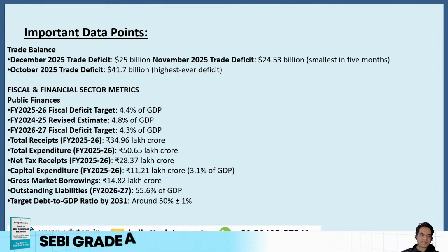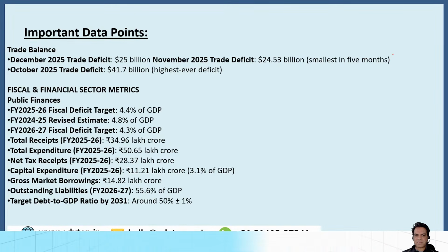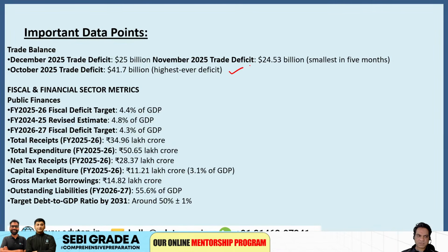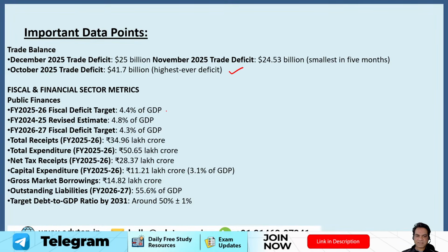Now let's talk about trade balance and fiscal and financial sector public finances. So in trade balance, December 2025 trade deficit is 25 billion. November 2025 trade deficit is 24.53 billion, smallest in 5 months, and October 41.7 billion, highest ever deficit in October. Now about public finances, fiscal year 25-26 fiscal deficit target is 4.4% of GDP. 24-25 was 4.8% of the GDP. 26-27 fiscal deficit target is 4.3% of GDP.